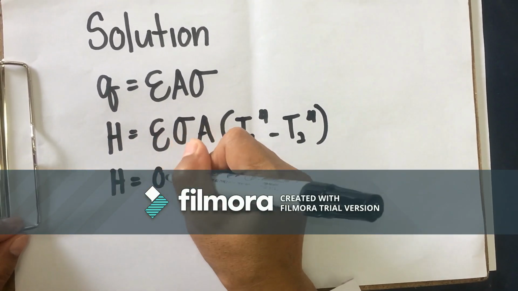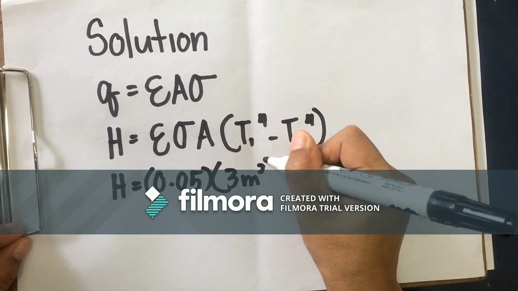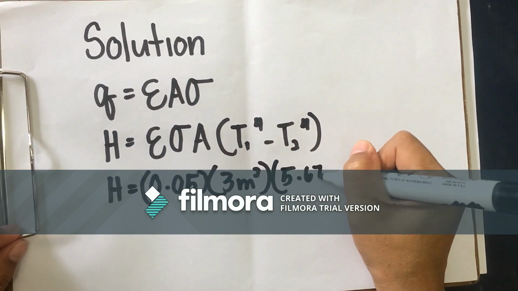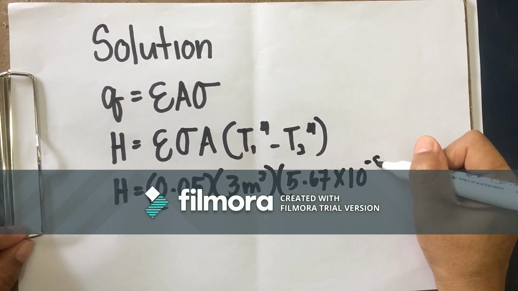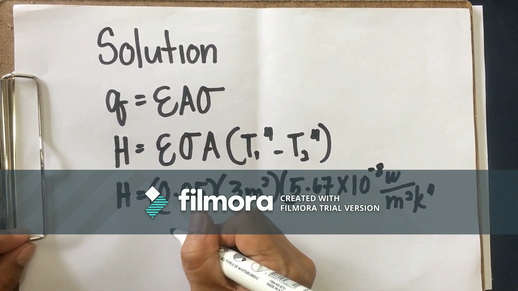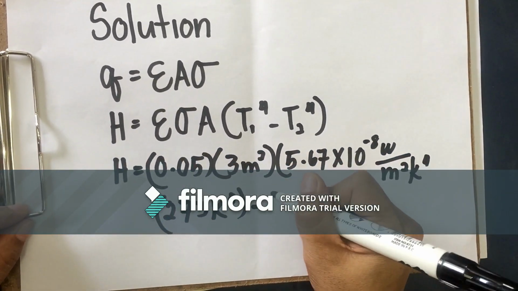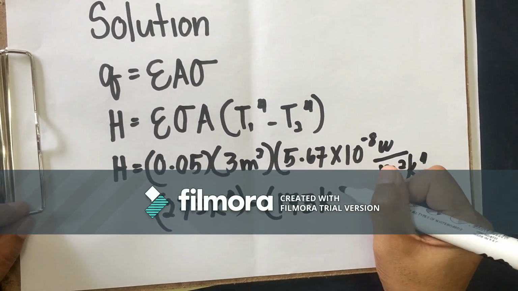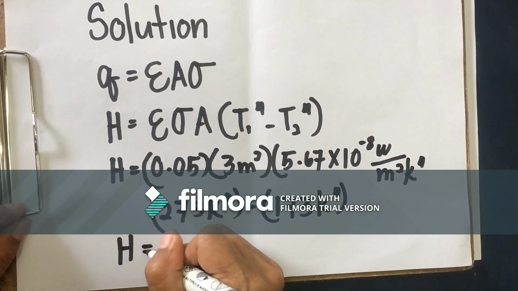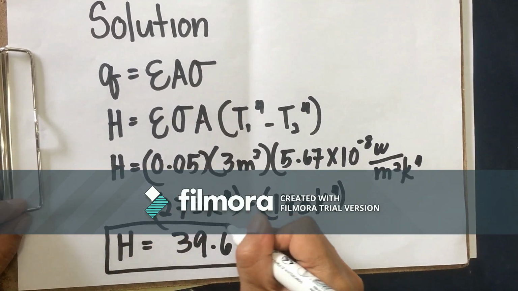Now let's plug in all the given parameters. For the emissivity, that's 0.05 multiplied by the area of 3 meters squared, and the coefficient, which is a constant, that's 5.67 times 10 raised to -8 watts per meter squared Kelvin to the fourth, multiplied by the given temperatures. Again, those should be in Kelvin and raised to the fourth power as well. So our final answer is 39.6 watts.